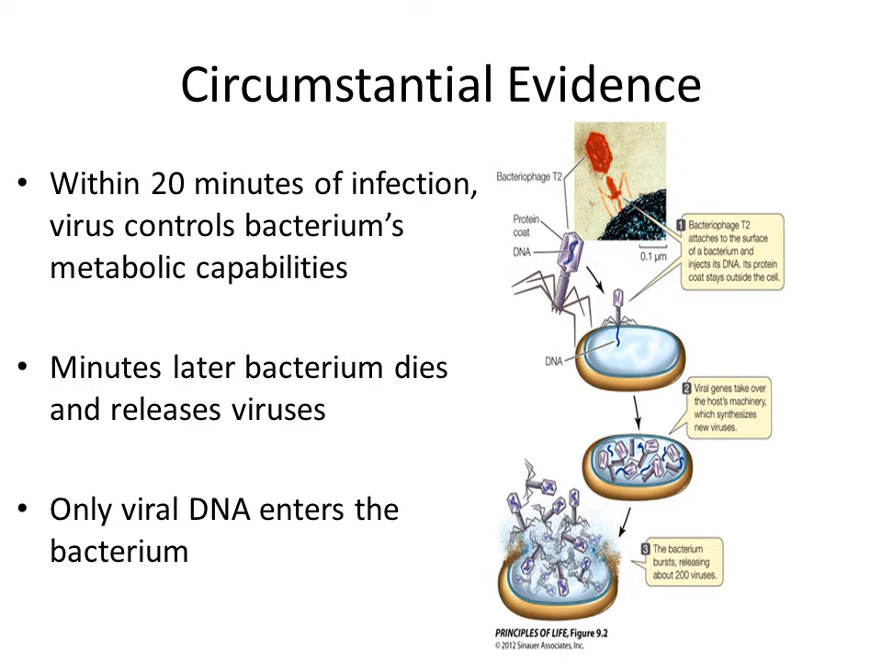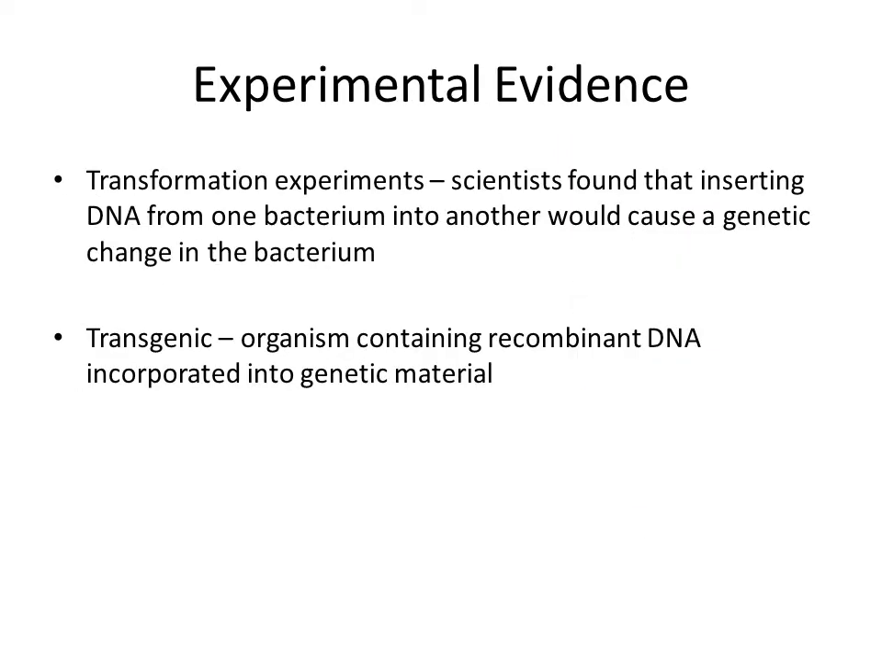Well, we found out by tagging the protein and tagging the DNA that only the DNA was going into the cells. And if that's the case, that means it's only the DNA that's causing the change in these bacteria cells to make the virus parts. It had nothing to do with the protein. It was simply the DNA inside the virus. Well, now we're coming up with some pretty good experimental evidence in addition to all the circumstantial stuff. Those experiments where you change the genome of an organism by inserting DNA from something else into it are called transformation experiments. And anytime an organism takes in the DNA and is transformed, we call that organism transgenic.